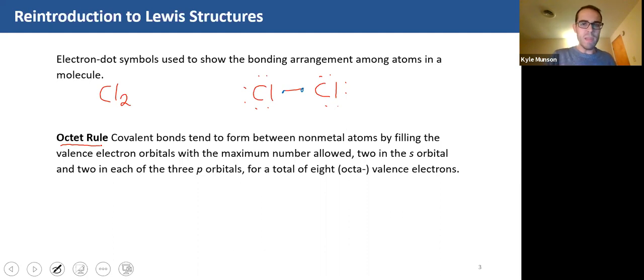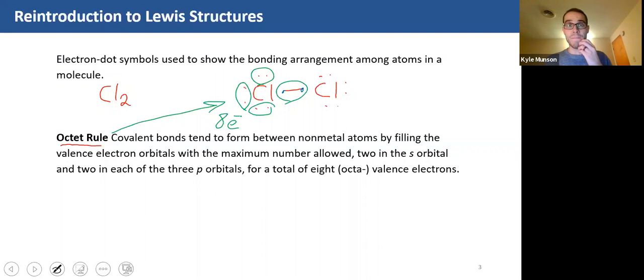And if we zoom in here and count the electrons around this particular chlorine atom, we have two there, two there, two there. So that's six. And then he's sharing two, so this is eight. That he's sharing around him. So that satisfies the octet rule. And that's something that we've seen before.